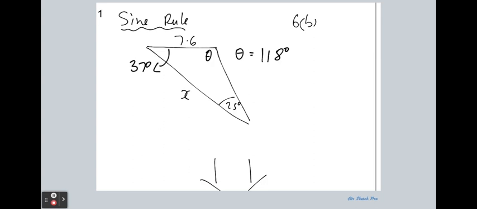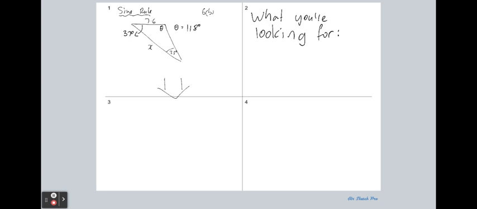So don't just look at the numbers I have and the numbers I don't have. You're always going to match the side with the opposite angle, match the side with the opposite angle. So here we go.